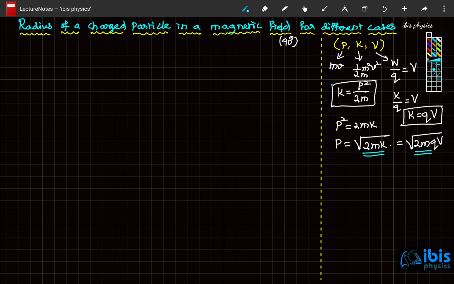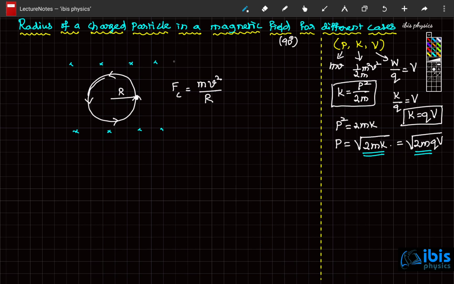So let us try to find out the radius of the charged particle. Assume that the magnetic field exists fully in this region, and it is into the paper. So when the charged particle enters, it moves in a circle. And here we are going to find out the radius of the charged particle. When a charged particle moves in a circle, it means the charged particle is experiencing centripetal force. So the centripetal force is mass of the charged particle times v square divided by radius. This centripetal force is due to the magnetic force.